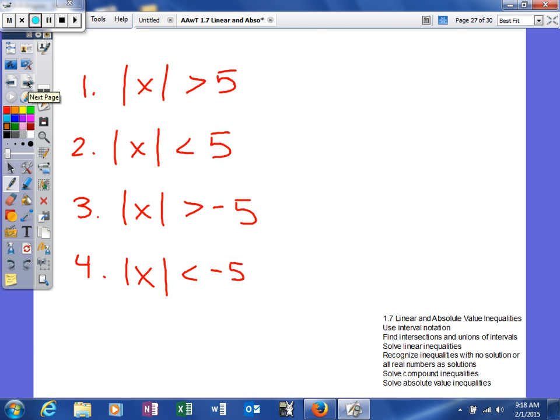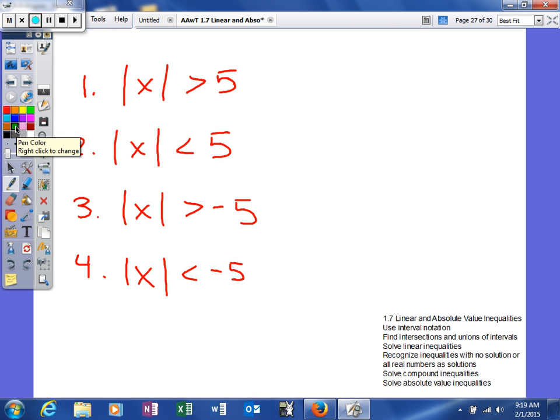We have 4 different types that we could be dealing with. If you notice, we have the absolute value of x is greater than 5, the absolute value of x is less than 5, absolute value of x is greater than negative 5, and the absolute value of x is less than negative 5. So what's changed in each of these examples is the inequality and the number we're comparing it to. So it's greater than a positive, less than a positive, greater than a negative, less than a negative. And that's what we're going to do to determine how we set up our problem.